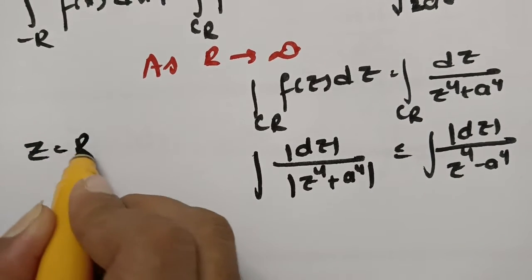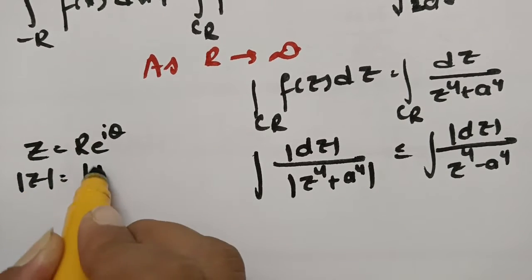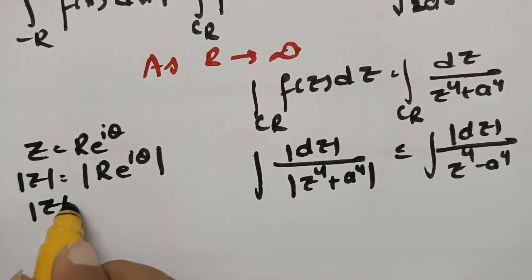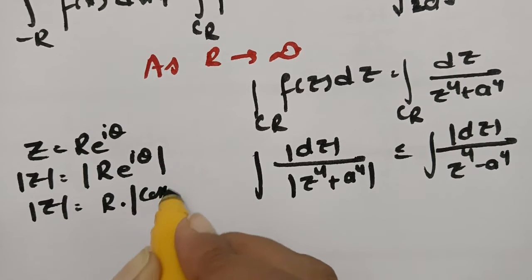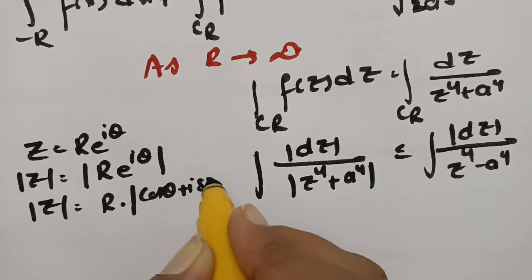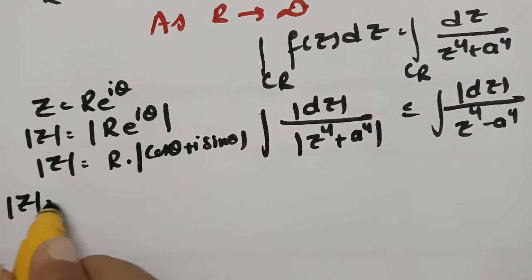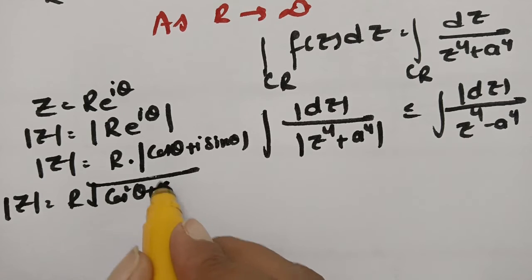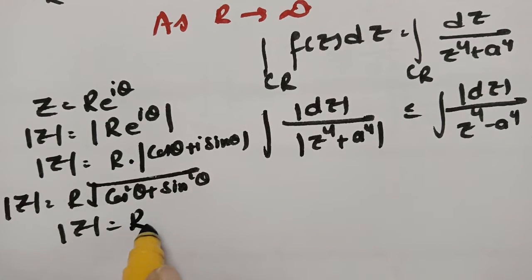If I keep z equal to r into e power i theta, then mod z is equal to mod r into e power i theta. That is, mod z is equal to r into mod e power i theta, that is cos theta plus i sin theta. So mod z is equal to r into root over cos square theta plus sin square theta, and mod z value is equal to r.